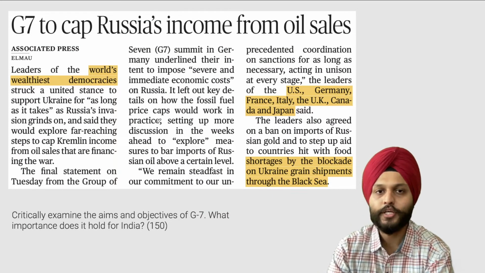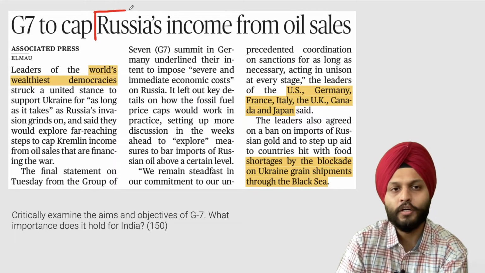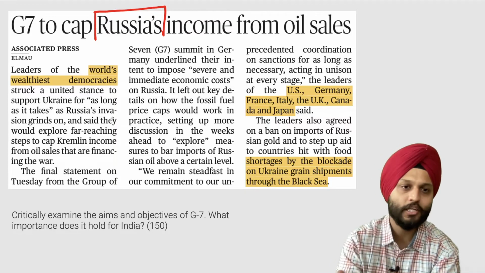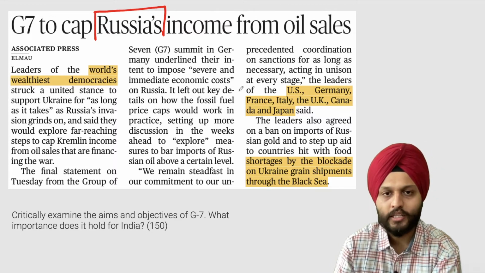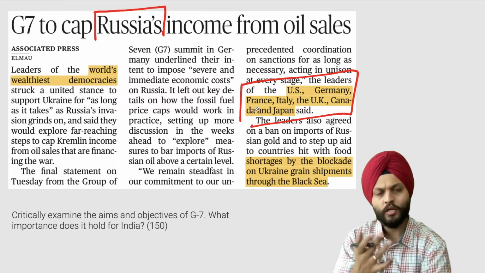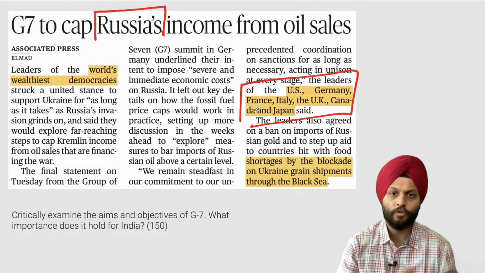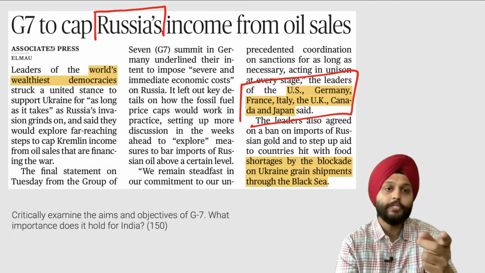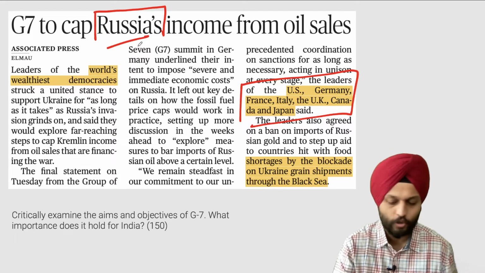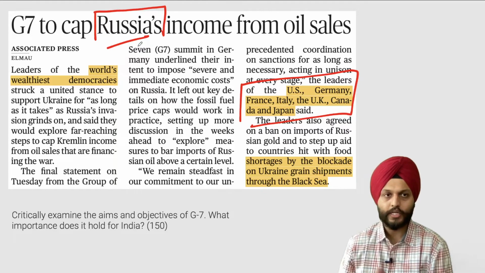G7 to cap Russia's income from oil sales. Okay, I think this is very clear. The G7 is the world's wealthiest democracies, primarily led by the USA, and these are the countries which are part of the G7 grouping. Naturally they have politically aligned together over here, and earlier it used to be G8 and Russia was part of it. So in 2014, when the first Ukraine war took place, G8 became G7.